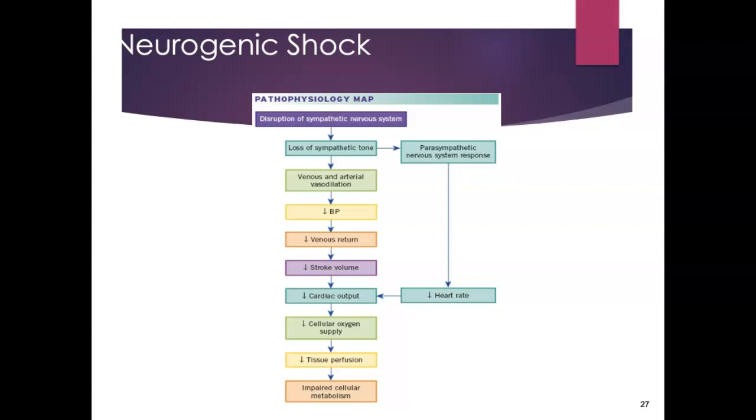The venous return will drop to the heart, leading to decreased stroke volume, decreased cardiac output, and on top of that, you have a decreased heart rate because of the parasympathetic nervous system response. So all of those lead to decreased oxygen supply, decreased tissue perfusion, and eventually impaired cellular metabolism. So you can see that imbalance again between supply and demand.